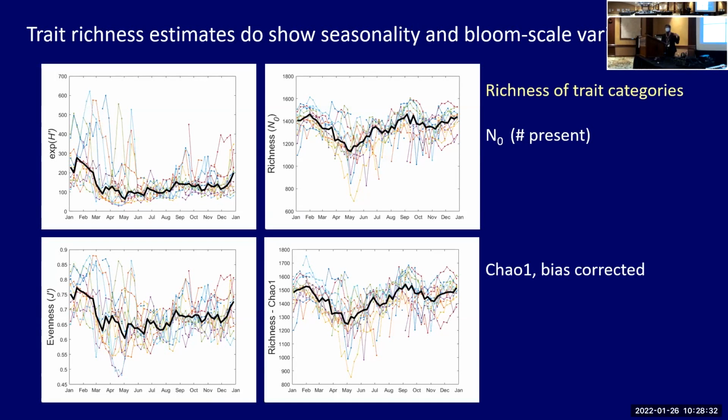Just to check this, I looked at different richness metrics like the Chao bias-corrected Chao-1 metric, and they both show similar patterns, seasonality, and changes in richness that are associated with those bloom events. But the impact on overall diversity is damped compared to changes in evenness.